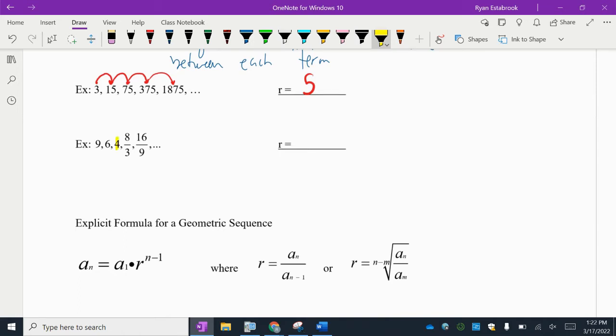Quick place to find this. What is 4 divided by 6? 2/3. And then 6 over 9 would also be 2/3. So our common ratio here is 2/3. That's how we can do a quick check. Take one term, divide by what's in front of it. That will give us our common ratio.